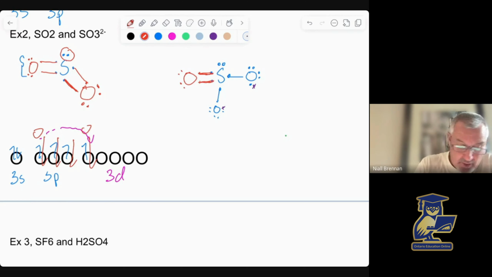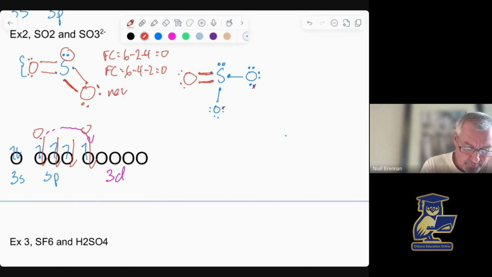Formal charge. Actually, let's do it on all the diagrams here. I didn't do it on the SO2, but formal charge on the sulfur would be group 6 minus 2 dots minus 4 bonds is equal to 0. And the formal charge on one of these 2 oxygens, they're identical: group 6 minus 4 bonds minus 2 electrons is equal to 0. This is neutral. So that's a neutral molecule.